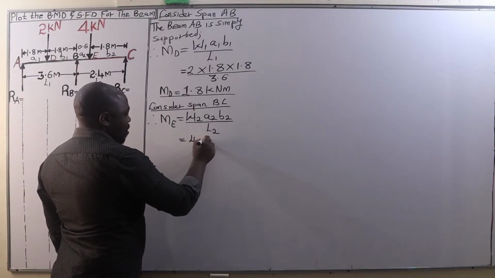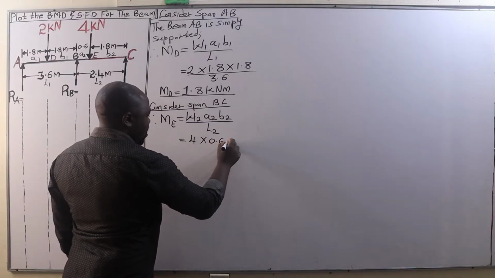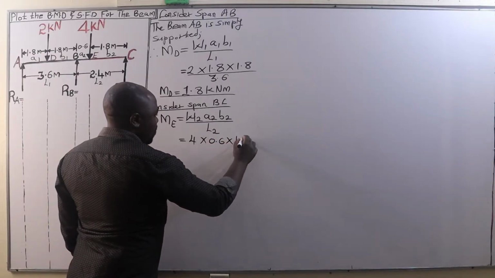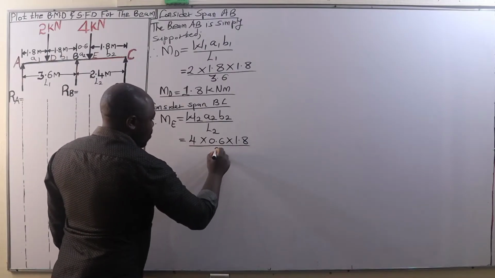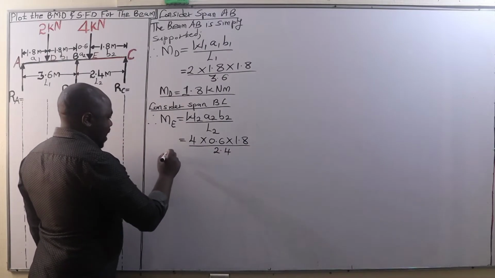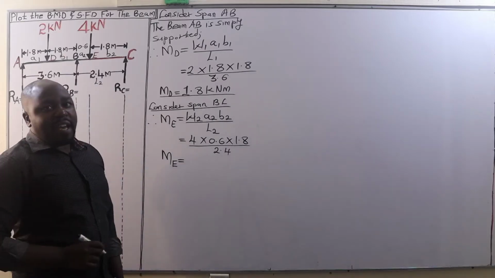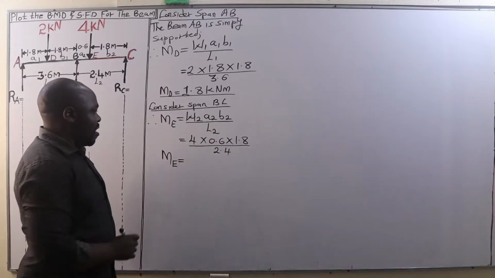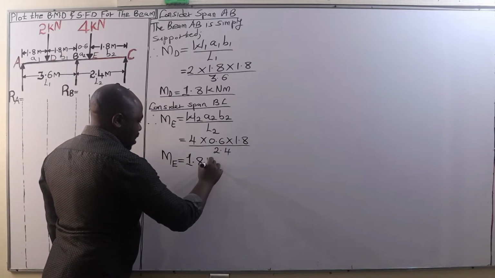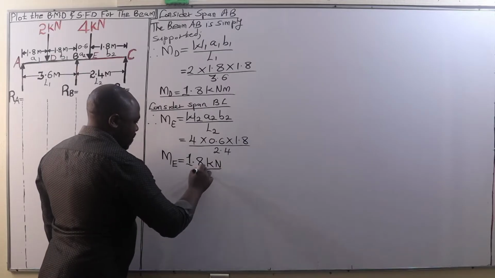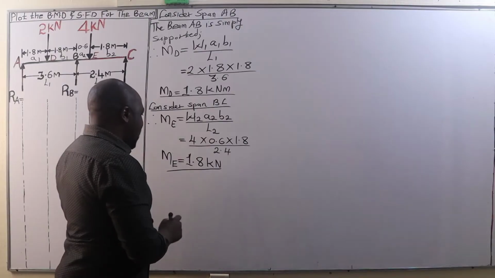Therefore, you are going to have 4 multiplied by A2, that is 0.6 meters, multiplied by B2, 1.8 meters, all over 2.4 meters, that is L2. And therefore, the bending moment at E will also be equal to 1.8 kilonewton meters. Good.